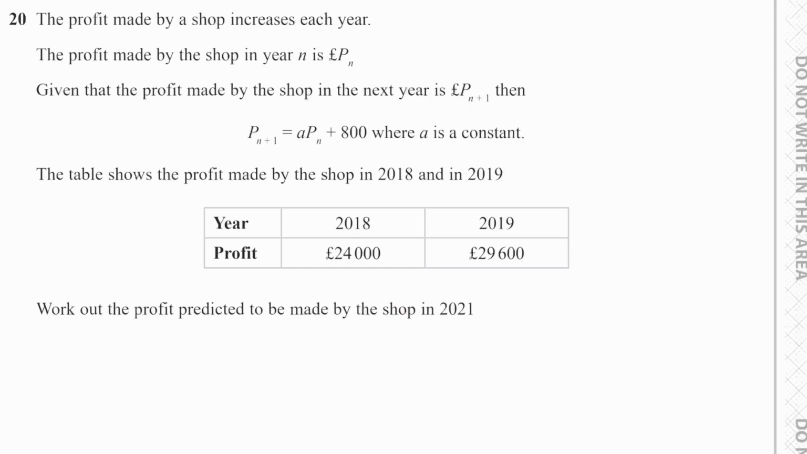Given that the profit made by the shop in the next year is Pn plus 1, then Pn plus 1 equals a Pn plus 800, where a is a constant. The table shows the profit made by the shop in 2018 and in 2019. Work out the profit predicted to be made by the shop in 2021.